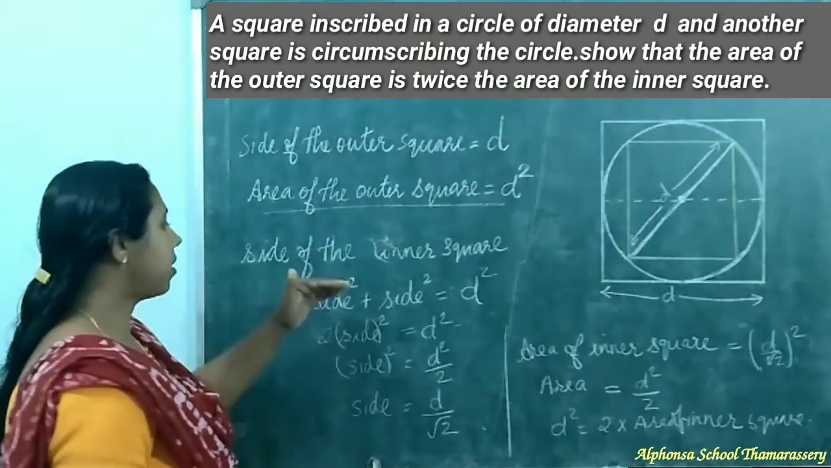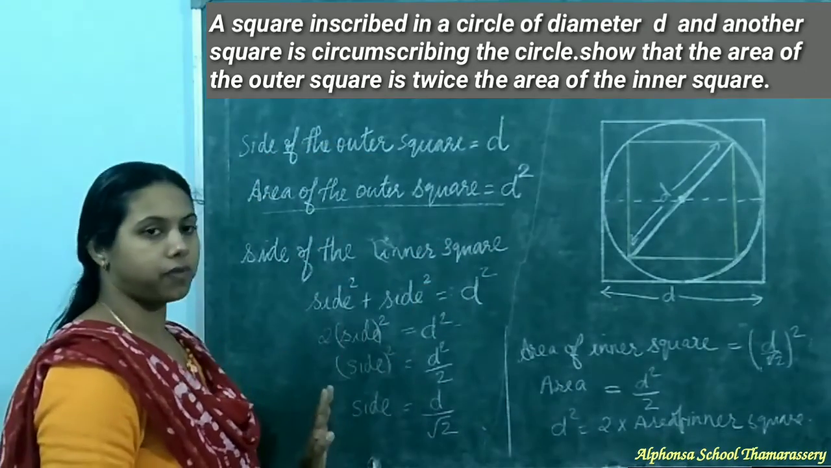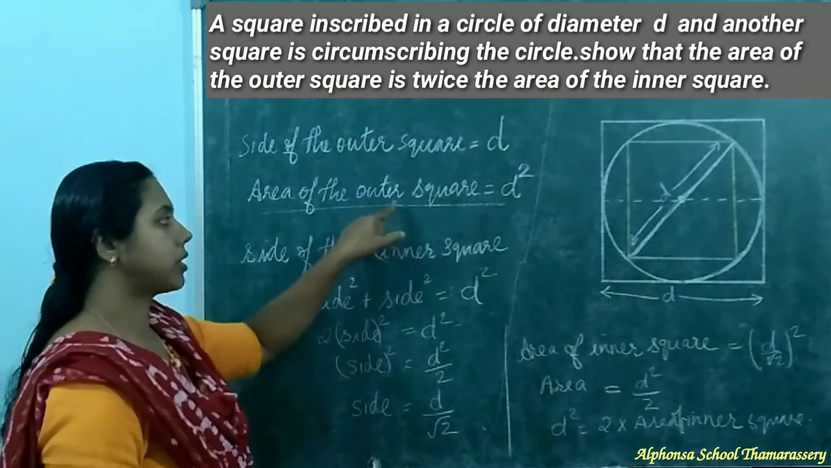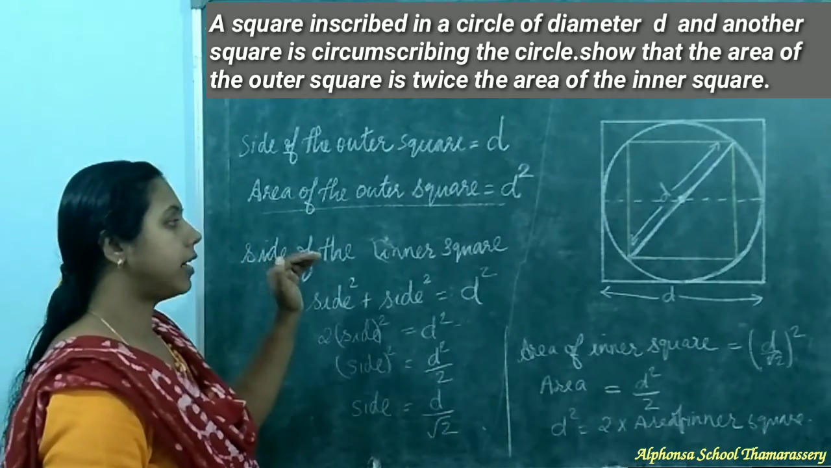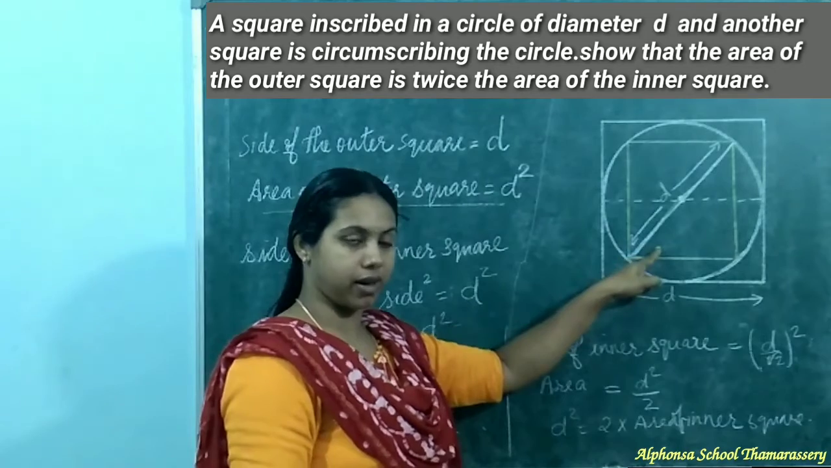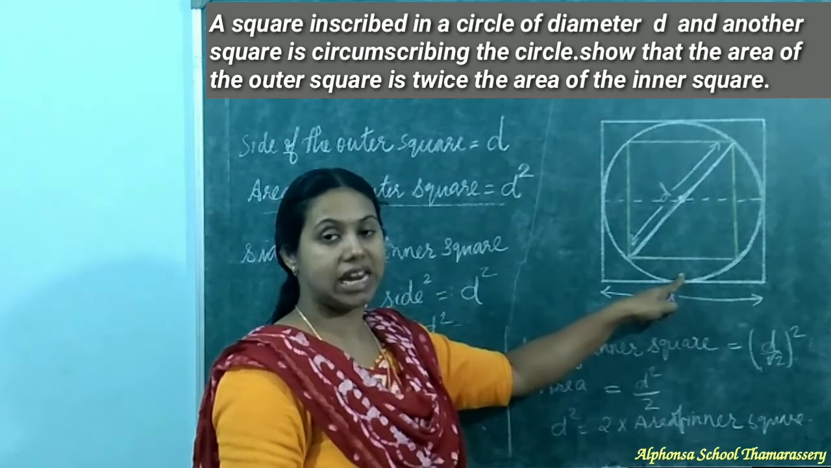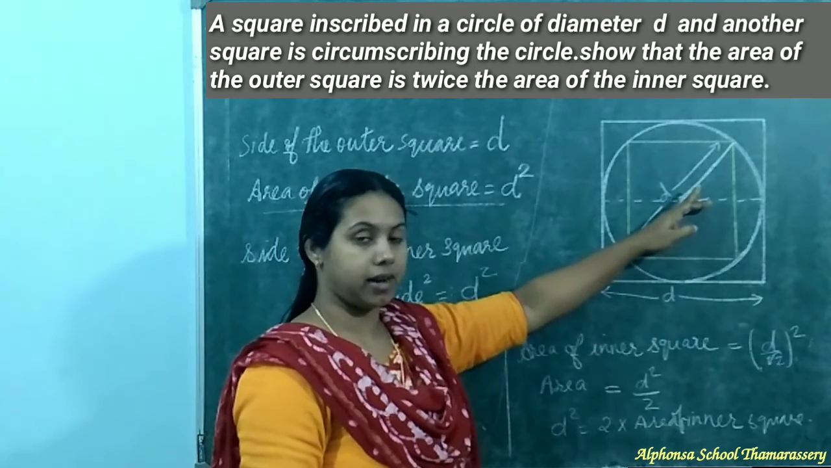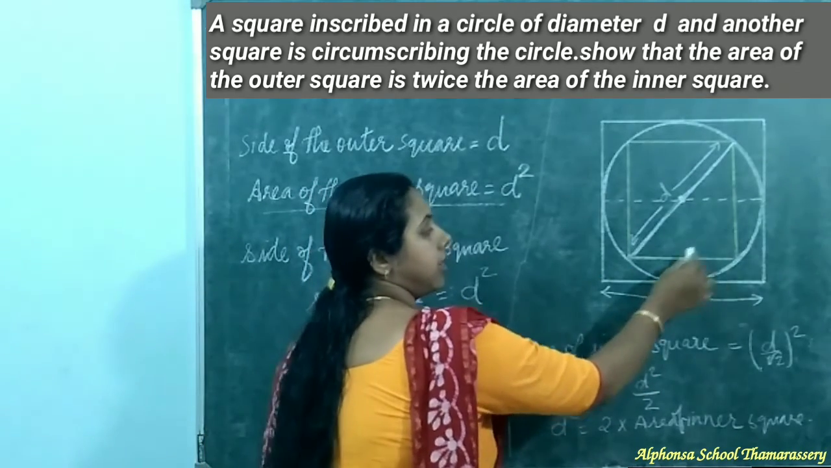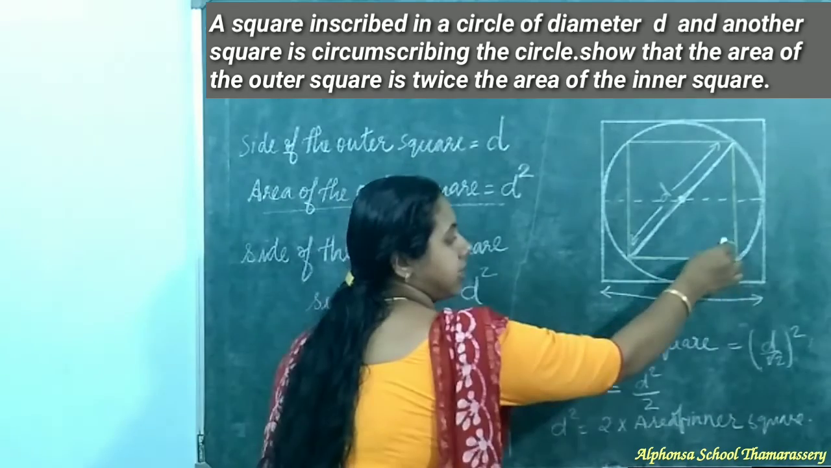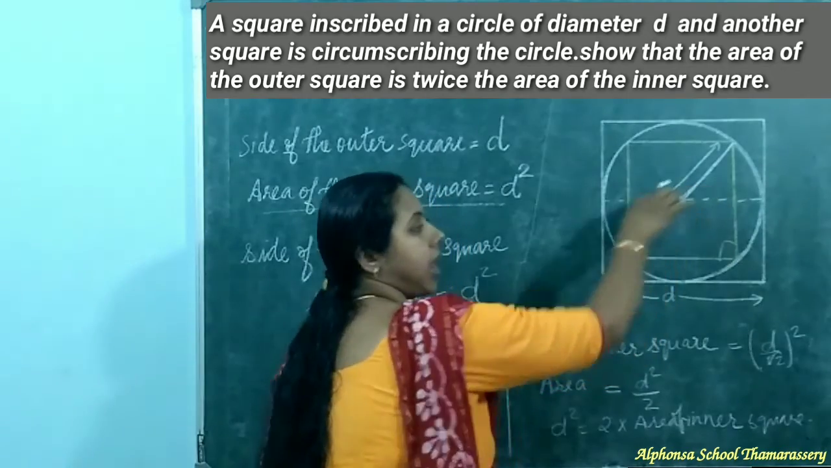I repeat once more. We know that the side of the outer square is equal to the diameter of the circle. So area of the outer square is equal to side into side, that is d square. Next we want to find the area of the inner square. So we don't know the side of the square. First we want to find out the side of the inner square. But we know the diagonal. Using the Pythagoras property, we can find the side. We can take this as a right triangle. So this is base and this is altitude and this is hypotenuse.